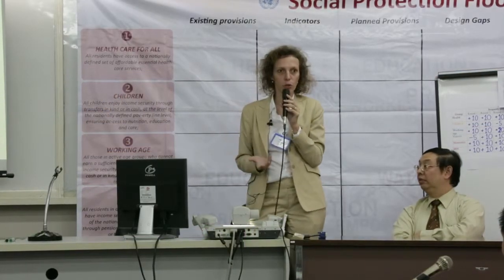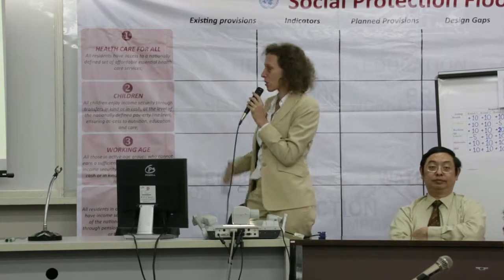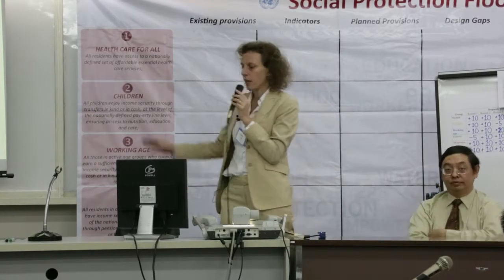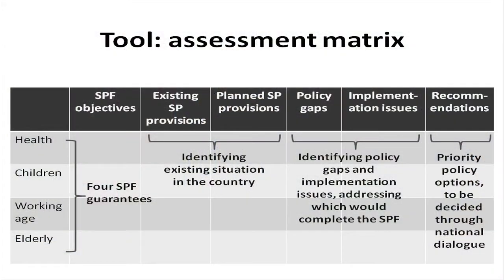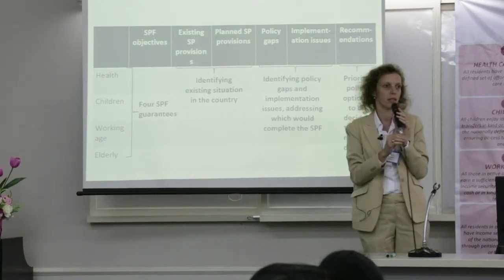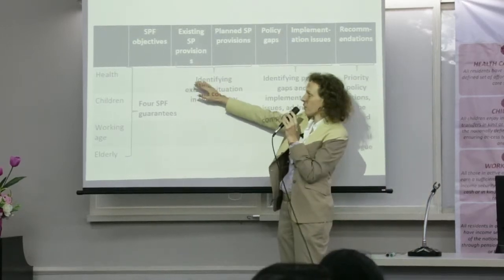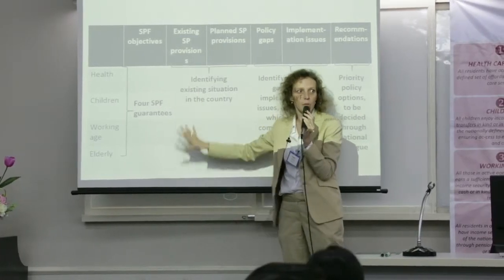The main tool that we are going to use today for this first step of the assessment-based national dialogue is the matrix. So you have a big version here behind me, and this is the version that you will use during the whole day. As you can see, we have the 4 guarantees of the social protection floor. Under each guarantee, the idea is to describe what exists in the country in terms of social security schemes, social protection provisions. So here you can enter contributory social insurance schemes, you can include cash transfer, you can include even safety nets, etc. You can include whatever exists in the country for health, children, working age, and the elderly. This is the normal matrix that we are using.